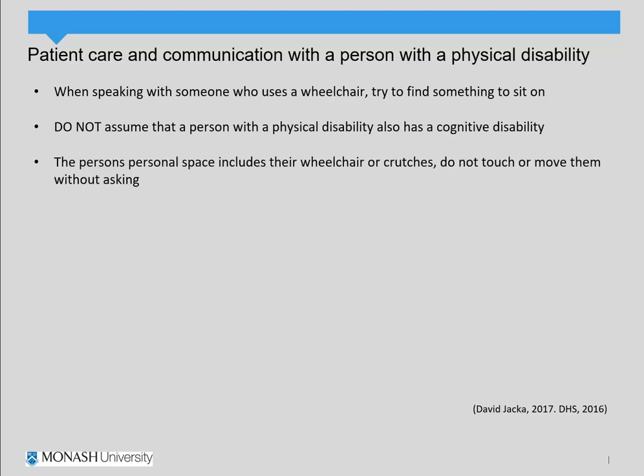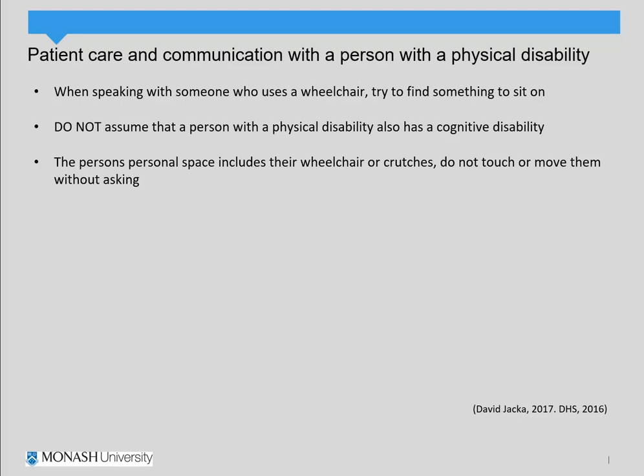A person's personal space when they have a disability also includes their wheelchairs or crutches or a walking stick. It becomes part of them. Most of them have relied on this equipment to get around for years and years and years. It becomes part of them. So don't touch them or move them without asking.